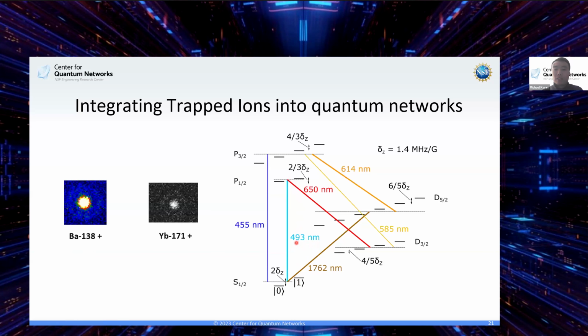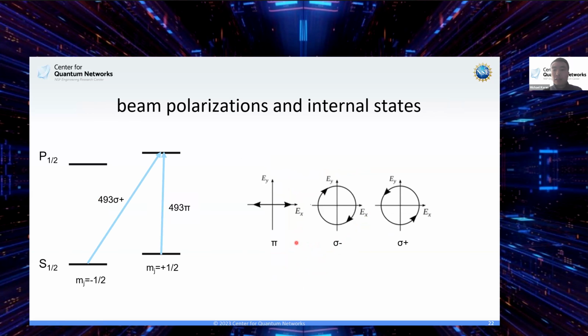But first I want to talk about how ion-photon entanglement is generated. We have to first understand that coherent light of a specific frequency and specific polarization excites an ion population from one state to another. In the upper excited states, the ions can decay spontaneously or by stimulation to any allowed state on the lower energy level. For example, the mj plus 1/2 state can spontaneously decay into either of the S 1/2 states.